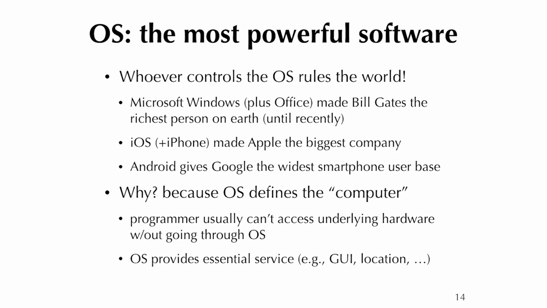And iOS, which was derived from Mac OS 10, which was from NeXTSTEP, which had its roots in the Mach kernel from Carnegie Mellon University, also made Apple make a comeback from near bankruptcy around 1997 to one of, probably the biggest company in the world. And really it was, of course, other hardware also counts, but it's really the OS that's the enabler.